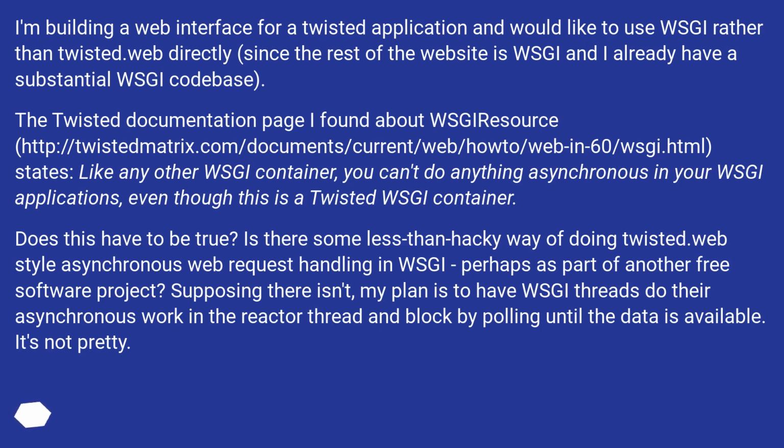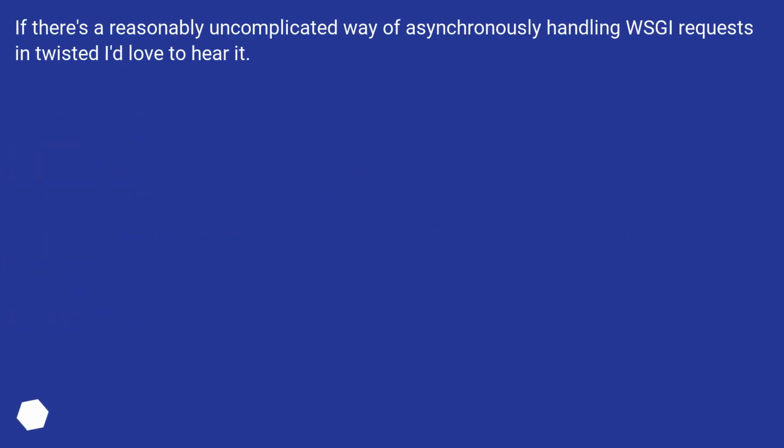Supposing there isn't, my plan is to have WSGI threads do their asynchronous work in the reactor thread and block by polling until the data is available. It's not pretty. If there's a reasonably uncomplicated way of asynchronously handling WSGI requests in Twisted, I'd love to hear it.